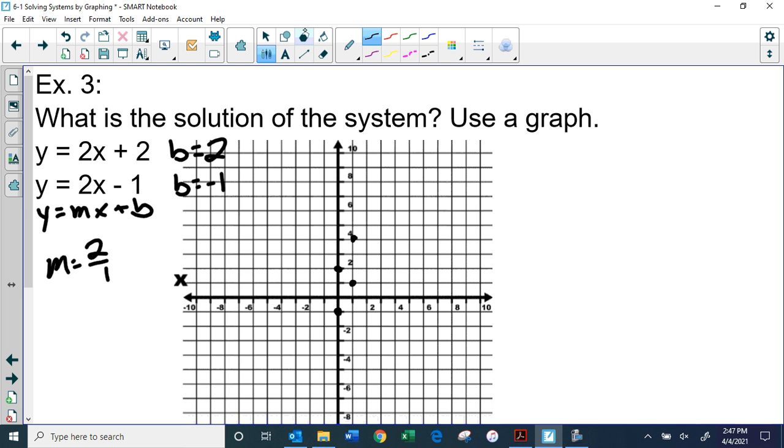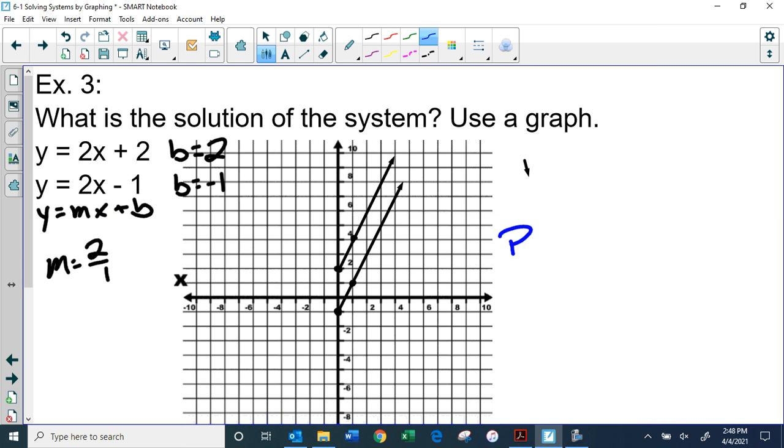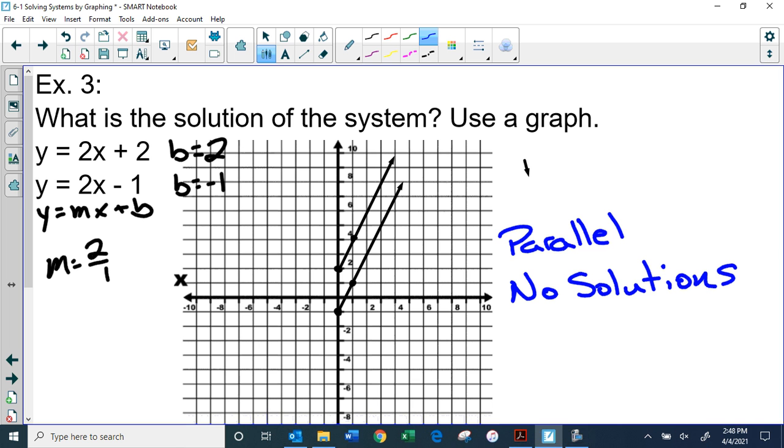Rise 2, run 1 to the right. And so you'll see that these lines are parallel. Rise 2, run 1, like so. Let me do another one here. Rise 2, run 1. Okay, so since the lines are parallel, that means there are no solutions. All right, so that's solving by graphing. I got one more thing for you.